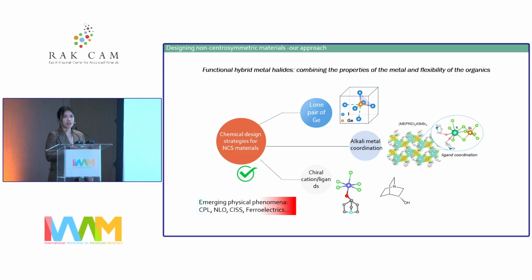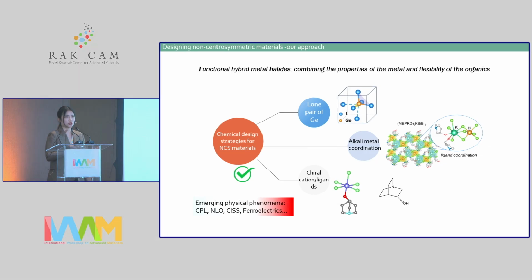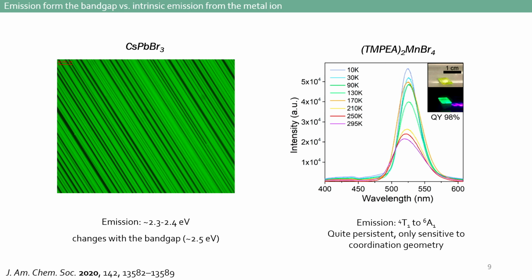And more directly, if you use a chiral cation or ligand itself to bind or interact with the inorganic part, then it will directly self-assemble into these non-symmetric materials. So here, just to show a little bit of difference between the perovskite materials and also the lower dimensional ones that have very strong light emission.